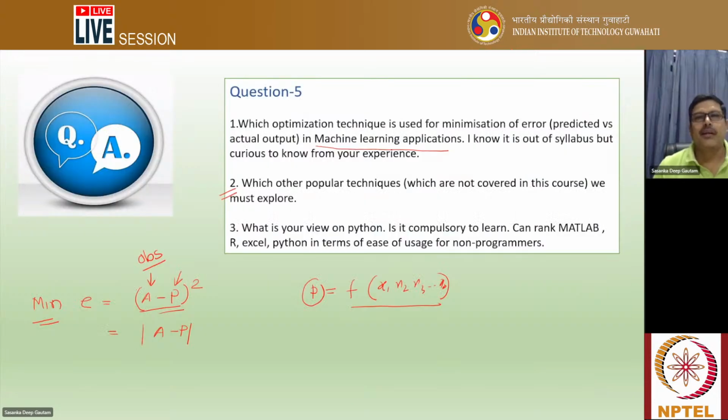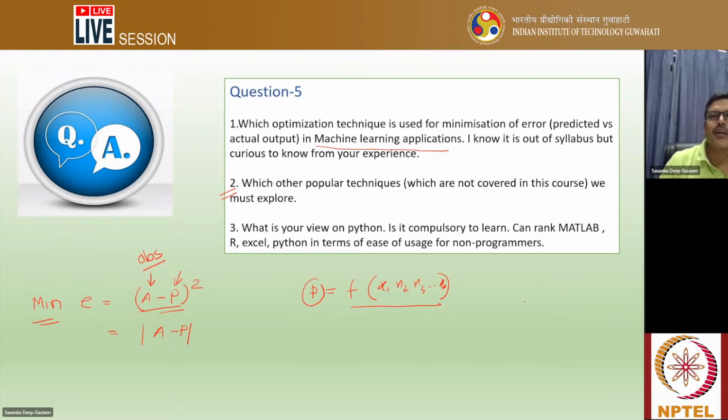Then another question is, what is your view on Python? I have used R here. R is a very sophisticated software, mainly a statistical software, but you can also use Python. Python is equally strong, so you can certainly use it. I have used R, but I think all these functions are available in Python also.